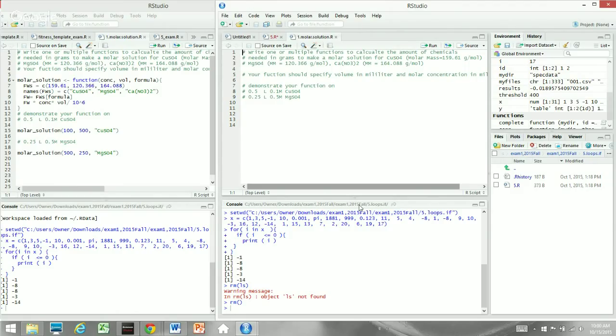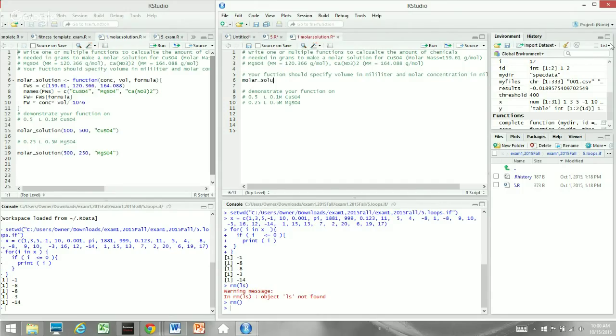This is similar to a question we did in class, and it gives us a few demonstrations, like use 0.5 liters and 0.1 mole of copper sulfate, and then use 0.25 liter and 0.5 mole of magnesium sulfate for your example code. Here's the right answer, and here's how I got it. For the name of the function, just do molar_solution.